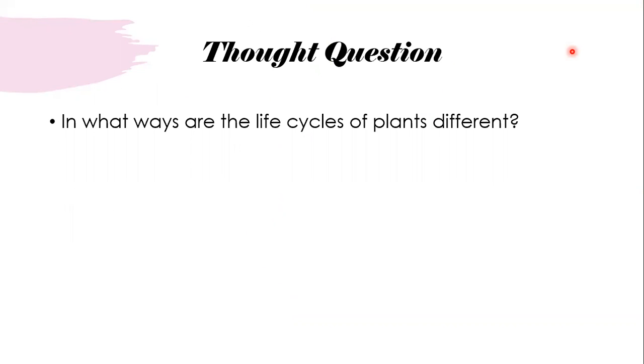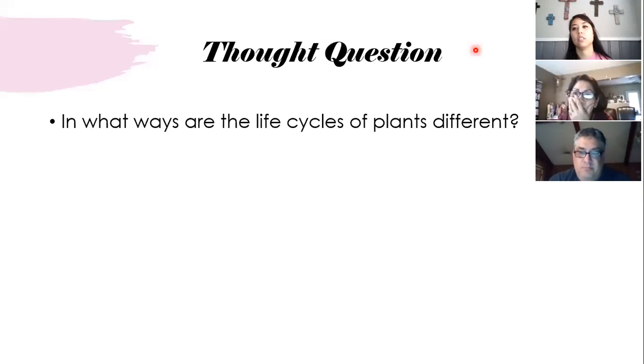The thought question: in what ways are the life cycles of a plant different? Well, in all honesty, the life cycles of a plant are the same. The only difference is how they reproduce. They're all going to go through the seed stage, germination, and pollination, the same stages. The only difference is how they reproduce, and when they reproduce, like Mr. Garcia said, it's either a cone or a flower. And they're not interchangeable.